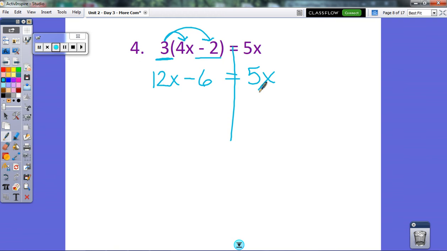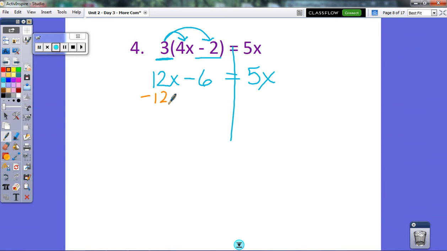The next thing you should do, look at each side. Guys, when I look here at 12x minus 6, there is nothing I can do. I cannot put them together. They're not like terms. When I look at my other side at the 5, nothing to simplify. So now I need to get all my variables on one side. So I typically move them over to the left, to the front side. Guys, if I minus 5x, there's nothing going to be left on the right-hand side. So I don't want to do that. I don't want to move it that way.